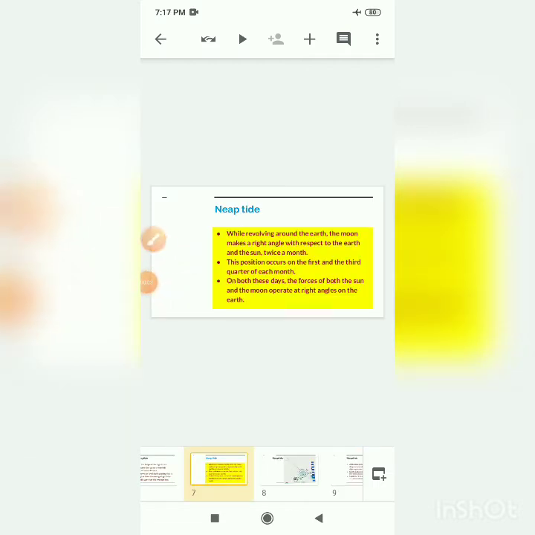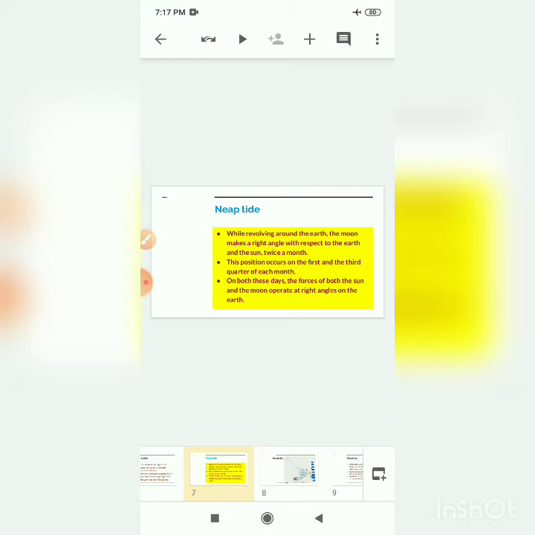Yes students, now we have already learned in detail about the spring tide. Now we will be learning in detail about the neap tide. What is neap tide? While revolving around the earth, the moon makes a right angle with respect to the earth and the sun twice a month. That means two times in a month it happens. This position occurs on the first and third quarter of each month.